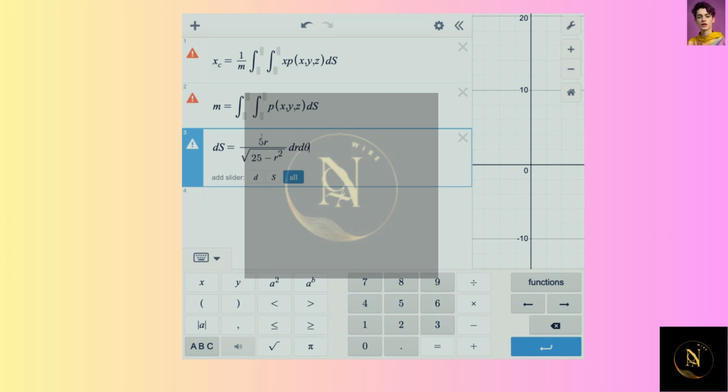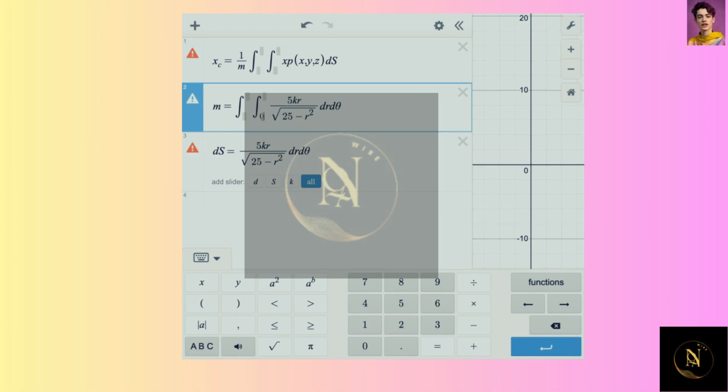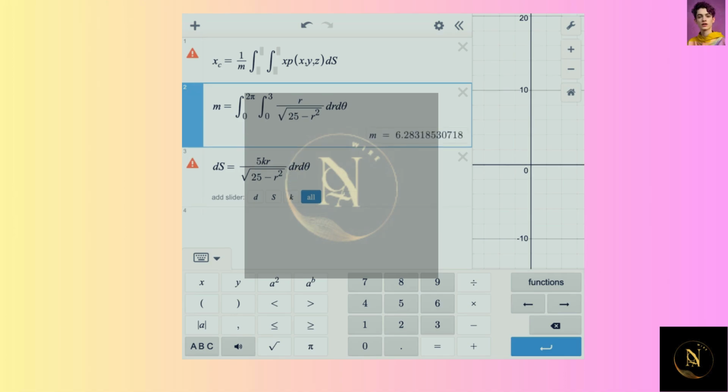And then since we know that our rho is constant, we'll call it 5kr. So that's what we have there, which means now we can put this into our double integral right here. Our mass is going to be this. And we know that our radius goes from 0 to 3, and in polar coordinates, since it's a disk, we'll have 0 to 2 pi. Then we can bring out the 5k, leaving us just with r here.